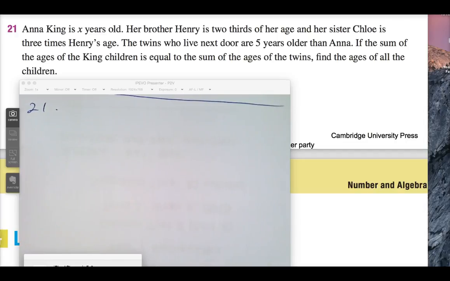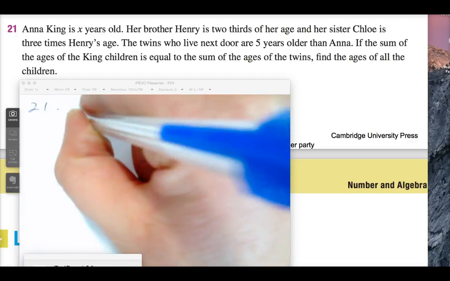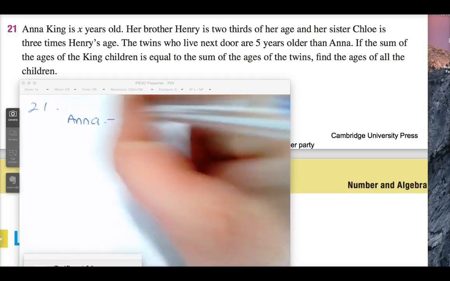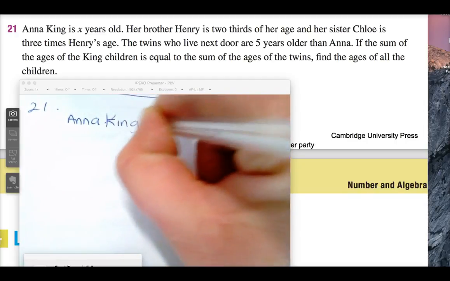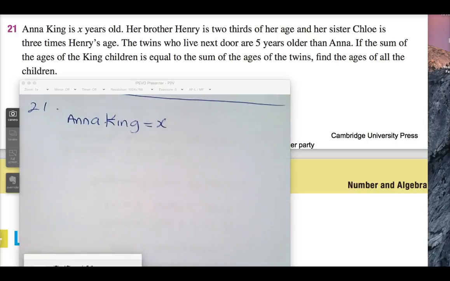Actually, you don't probably need a table. You know when you use a table? When it tells you in 5 years' time or 5 years ago. So you don't need a table. You just need to, well, you start with Anna. How old's Anna? Anna King is x, good. So girls, the only time you need a table, I do want to do more of those, is when we talk about 5 years' time, 2 years ago, etc.